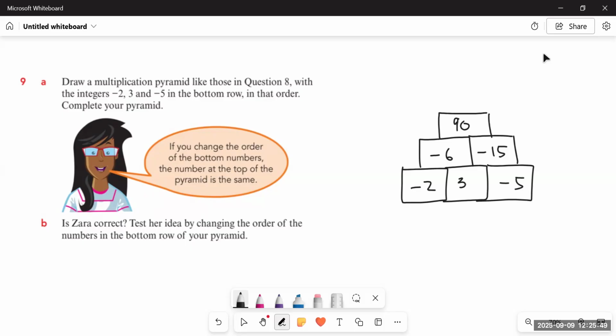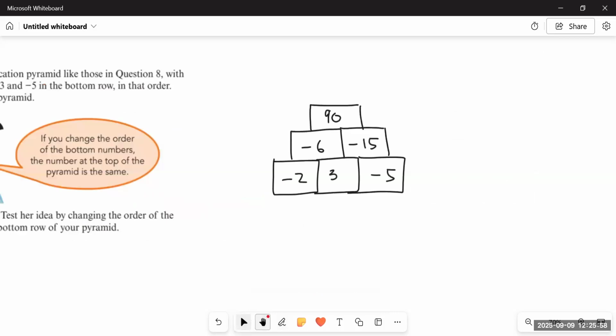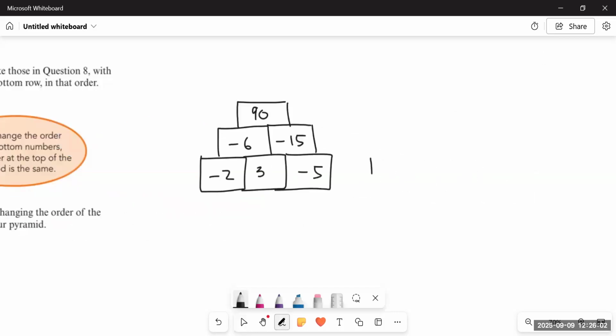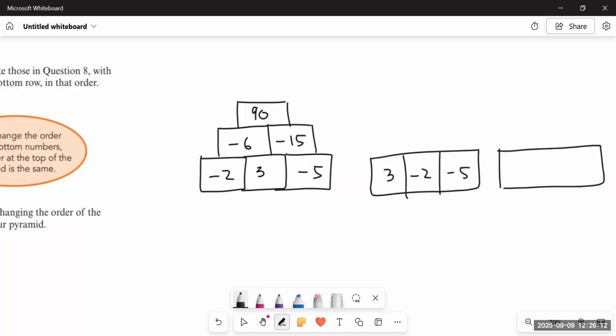Now they're saying if you change the order of the bottom numbers, the number at the top of the pyramid is the same. Is Zara correct? Let's see if we change the orders, let's change the order like this. 3, minus 2, and minus 5. Let's try with one more. Let's take minus 5 in the middle and 3 and minus 2 over here. And let's check if we get the same answer. I don't think so. Let's check.